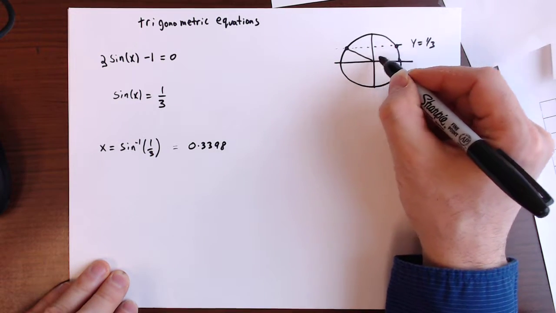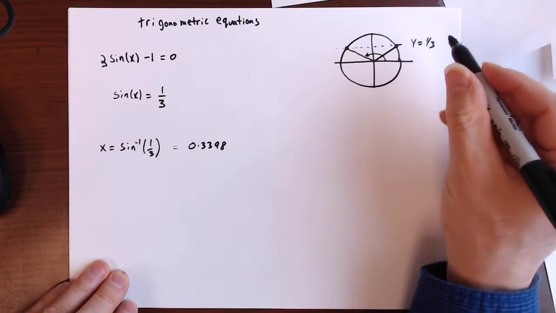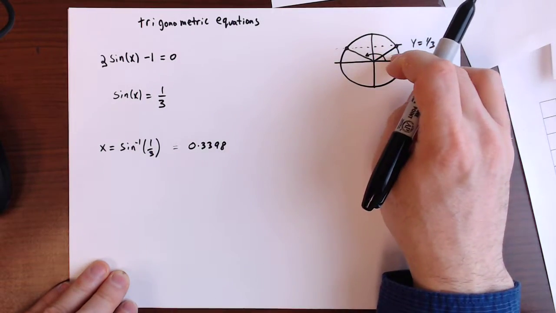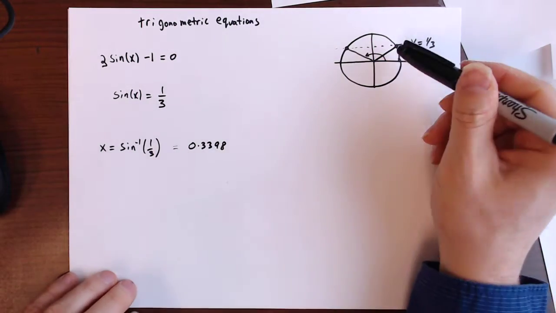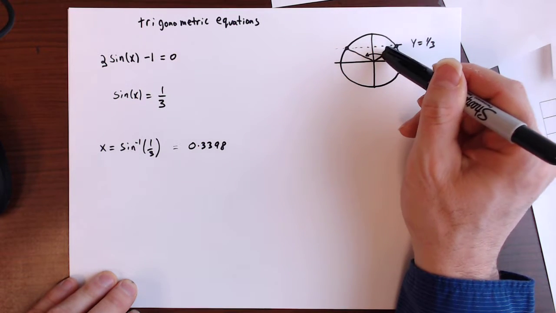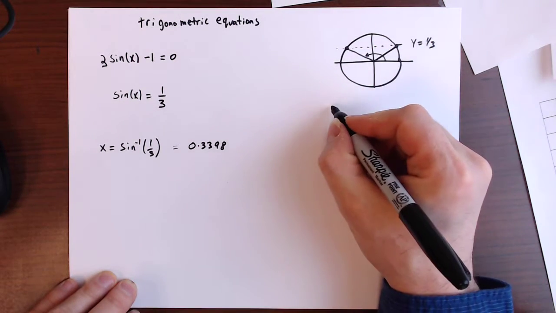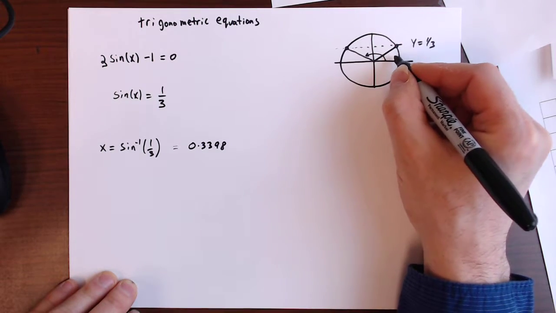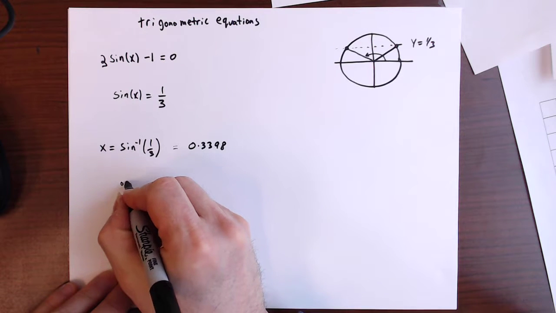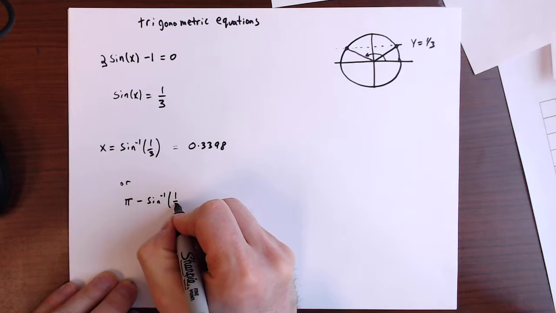How do we find this other angle? This angle here, the larger one, is going to be an angle that has this angle as its reference angle. So this larger angle is exactly half the circle, which is pi, minus this. So one solution is inverse sine of 1/3, and the other solution is pi minus the inverse sine of 1/3.